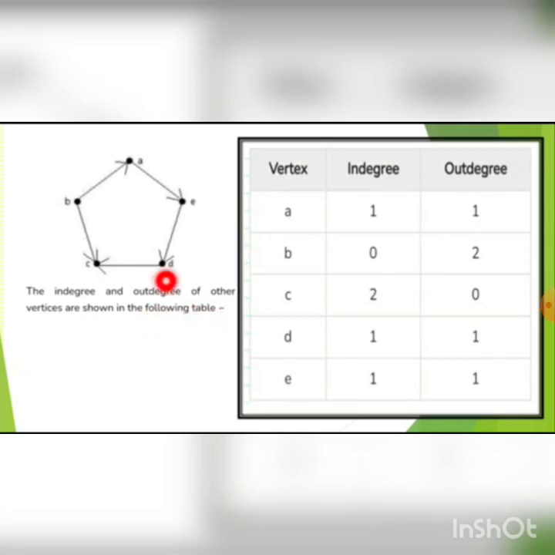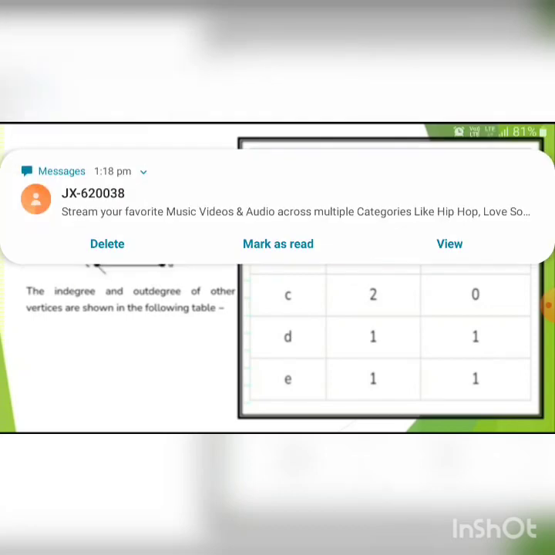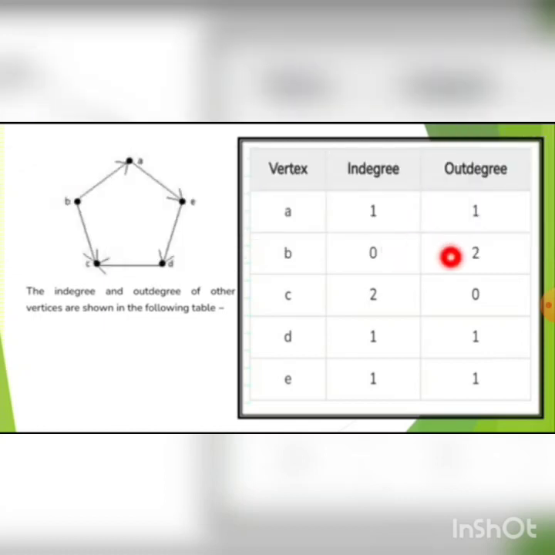Here vertex A has in degree 1 and out degree 1. Vertex B has 0 in degree and 2 out degree. Here you can see vertex B has both outward edges. So here it has 0 in degree and 2 out degree. Vertex C has 2 in degree and 0 out degree. Vertex D has 1 in degree and 1 out degree. Vertex E has 1 in degree and 1 out degree.